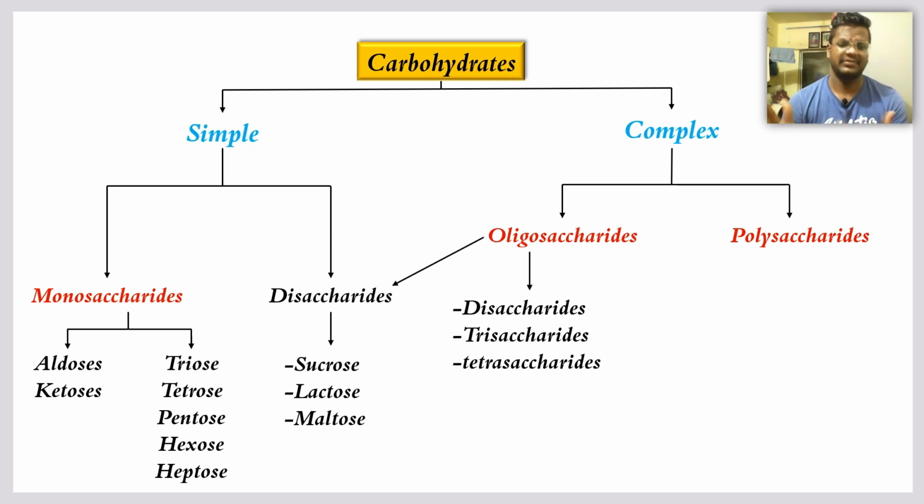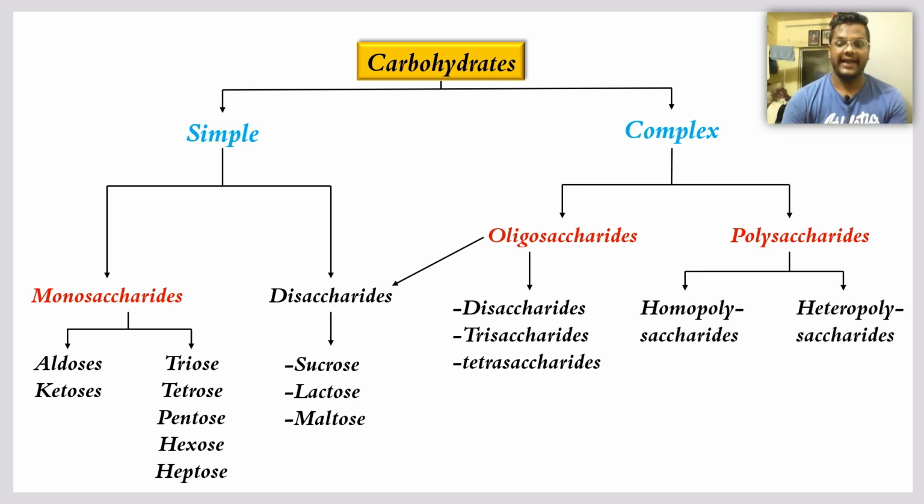Similarly, polysaccharides can also be classified into homopolysaccharides and heteropolysaccharides. Now, homo are those polysaccharides which on hydrolysis yield only one type of monosaccharide. For example, if we take glycogen, it is formed of only glucose. So when we hydrolyze it, we will get only glucose. It is formed of only one type of monosaccharide, that is glucose.